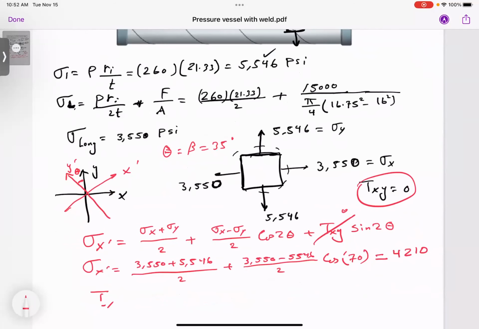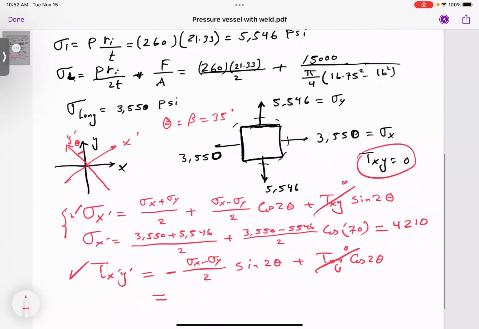And then what about the shear stress on the seam? There's a formula for this one. You can do the plug-in: sine 2 theta, plus, remember, these are your typical transformation equations, right? This one, and this one. Plus tau xy cosine 2 theta, right? And then, of course, tau xy is 0. If you calculate this one, you get 938. By the way, units is psi, obviously.